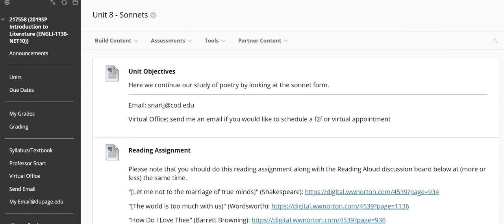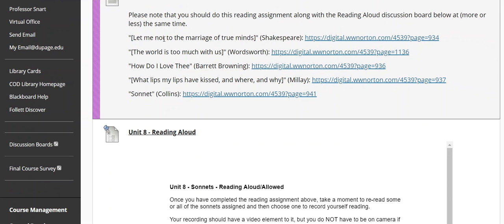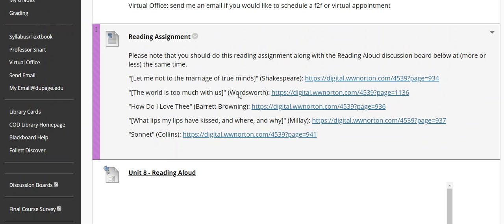So our Unit 8 actually has two, I won't call them major assignments, but parallel assignments. So there's some reading that you are asked to do. These are all sonnets, and you can be the judge of whether Billy Collins's contemporary poem called Sonnet is in some ways or not a sonnet. But they all are ostensibly sonnets. You'll notice that there's lots of variations.